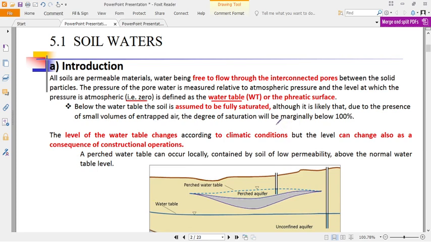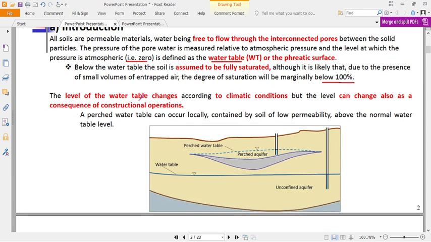Now for the water to be flowing through those interconnected pores, it is likely that due to the presence of small volumes of trapped air, the degree of saturation will be slightly below 100%, and obviously this will affect the permeability of such a material, or how water seeps through it. So we will assume that for the condition of seepage, the material is completely saturated and lies below a water table, at which the atmospheric pressure is equal to 0.